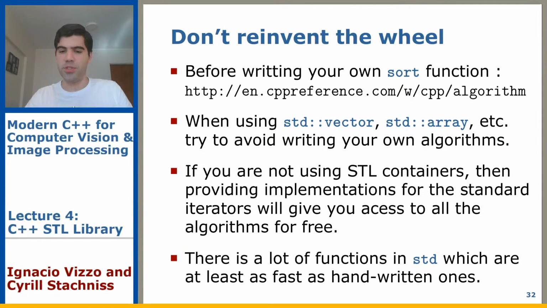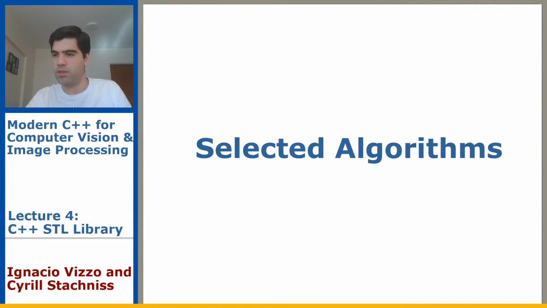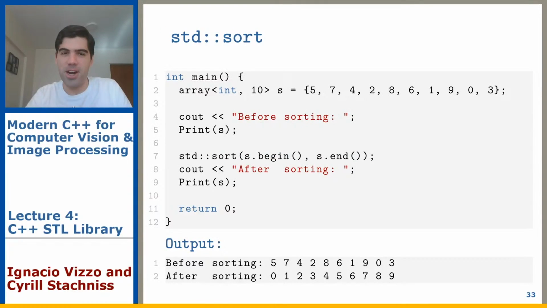And there are a lot of functions in STD which are at least as fast as handwritten ones. So these are the selected ones. So we will go fast. There are like 100 of them, so I will not explain all of them, and they're really flexible. Maybe the syntax might be ugly on the very first shot, but it's because it's meant to be flexible for any data type. First, the sort function, really easy.